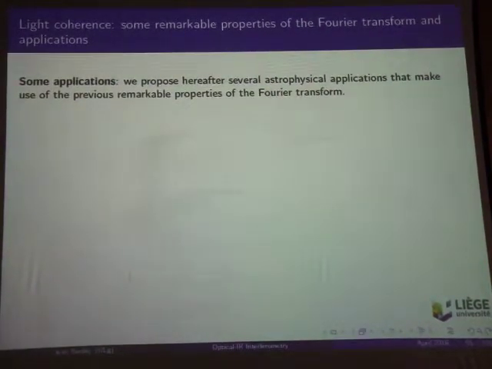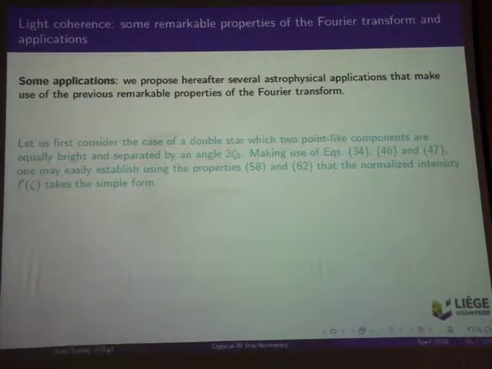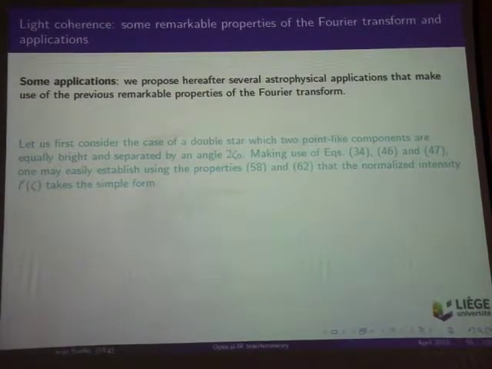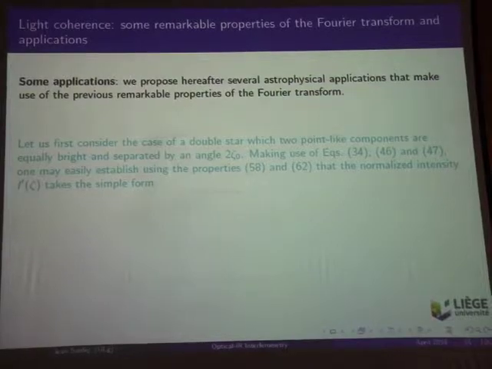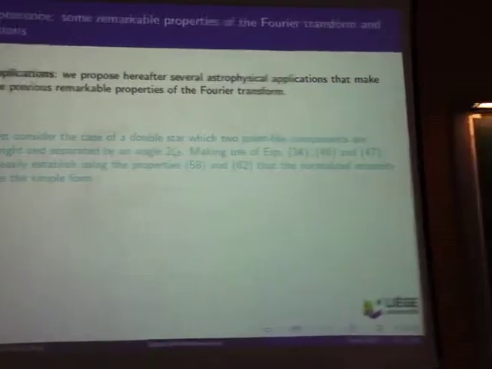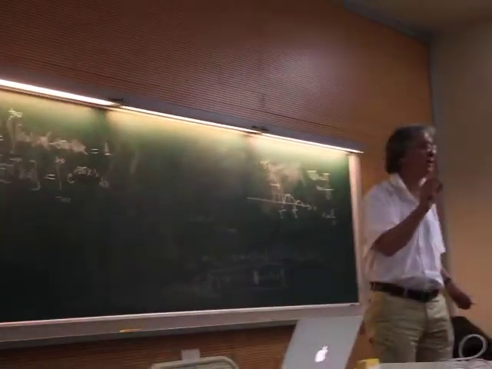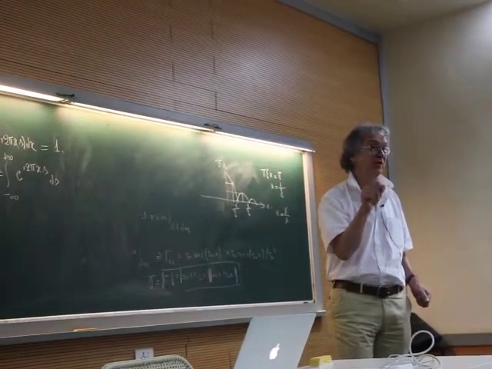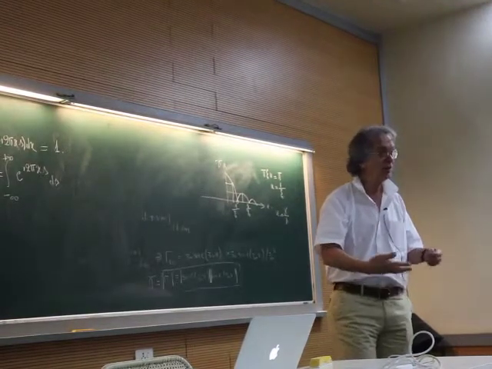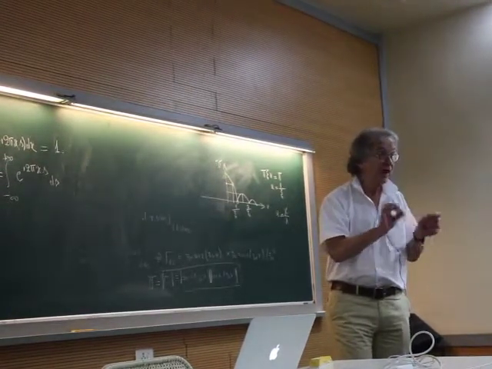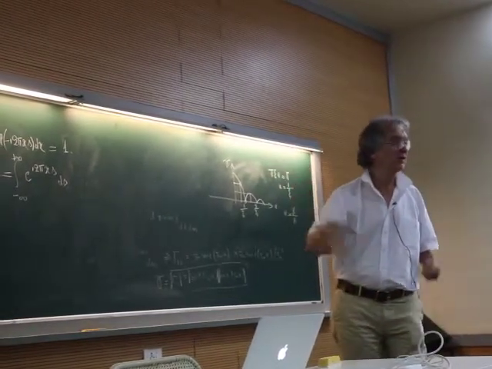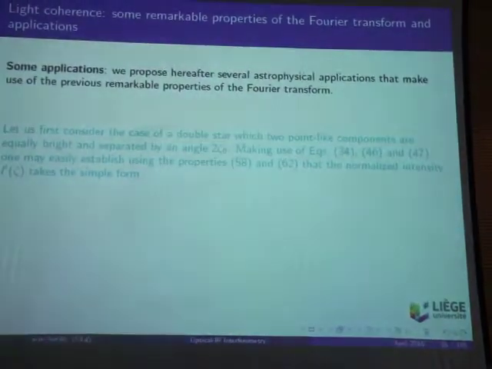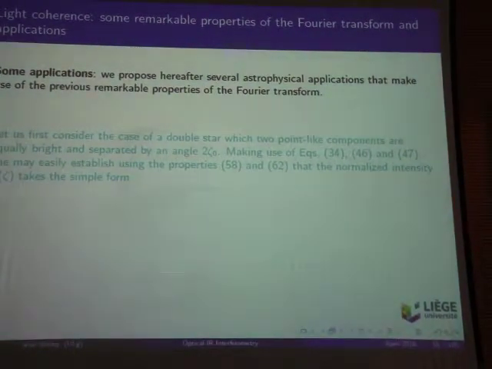Now, I propose more applications. I think it's important. The next application is the following. Let's consider the case of a double star. Now we observe with an interferometer a star in the sky, and we assume that we know the model. It is a double star, but we don't know the separation between the two. From our measurements, we would like to determine the angular separation between the two stars. To make it simple, we assume that they are equally bright, but we could relax that hypothesis. It would make the problem technically a little more difficult, but still.